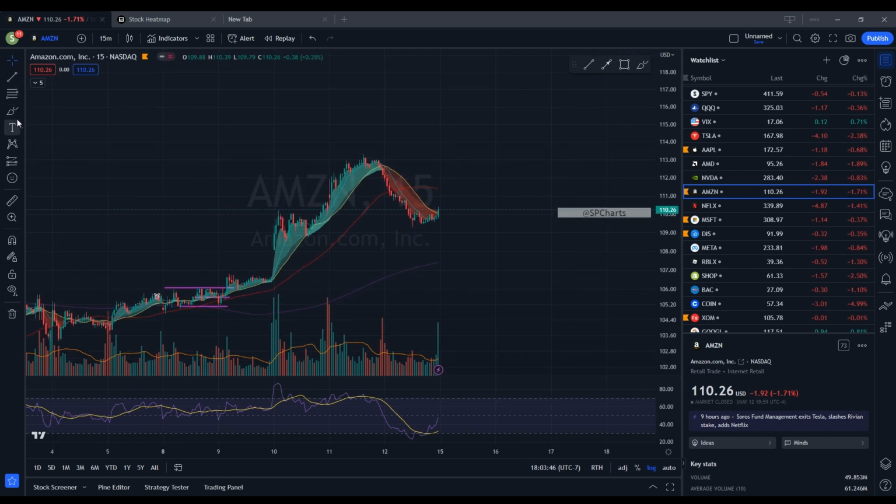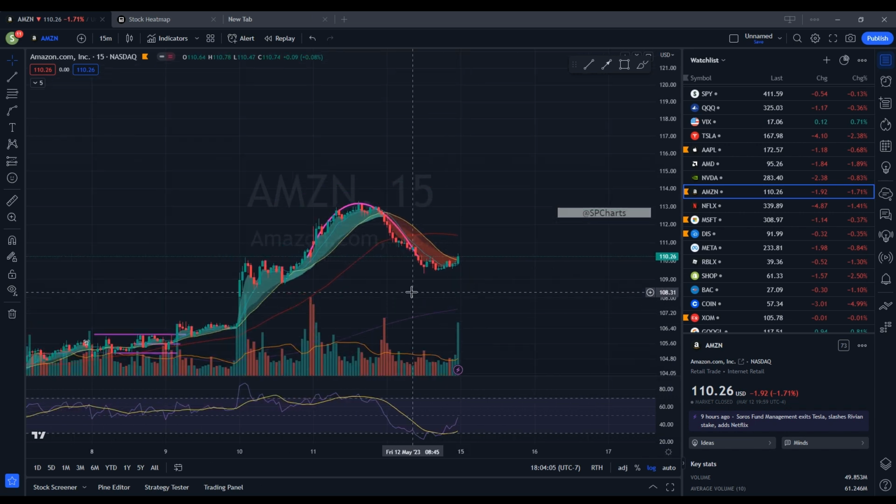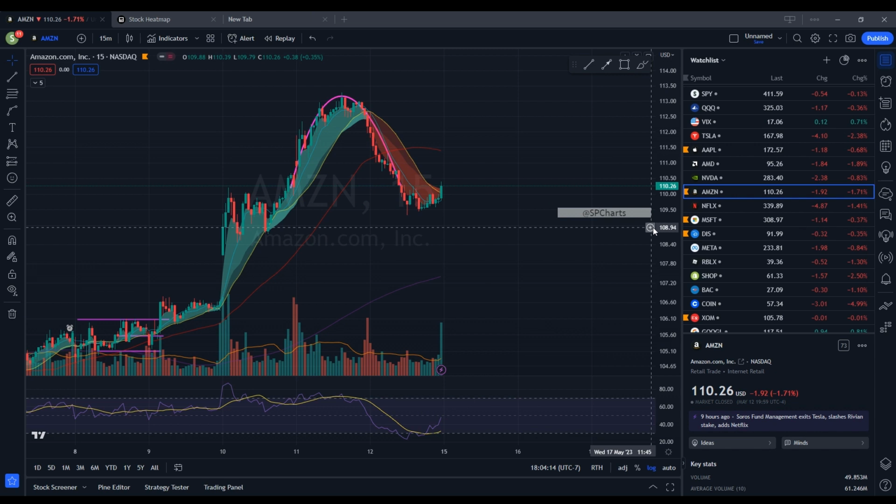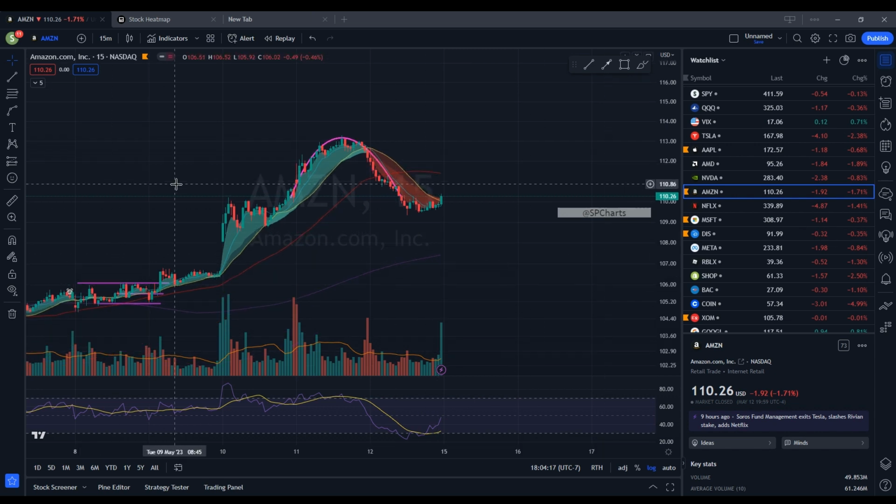Amazon. Okay, let's see. I'm starting to see kind of a cup here. So for cup and handles, what happens is it forms this cup. It will eventually hit back up a little bit and then fall back down. Now, I didn't see a sharp enough handle being formed. This is just consolidating there. But this might be an actual good play up if it starts going up.